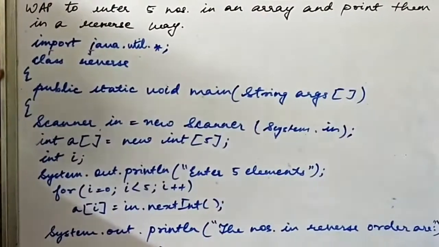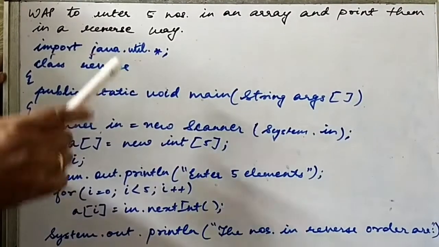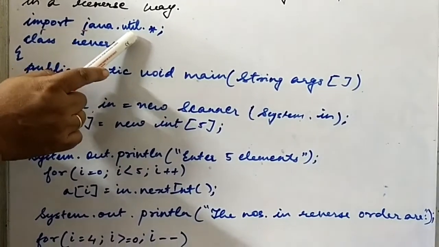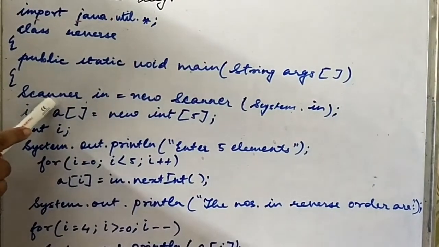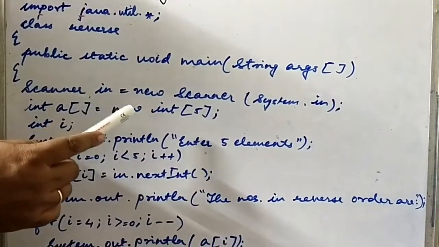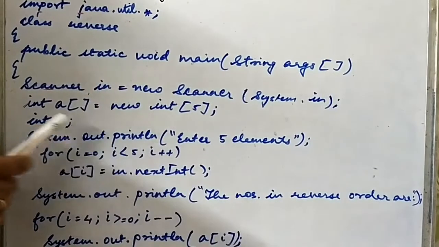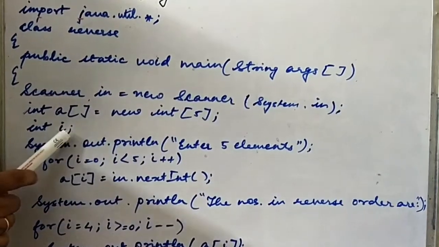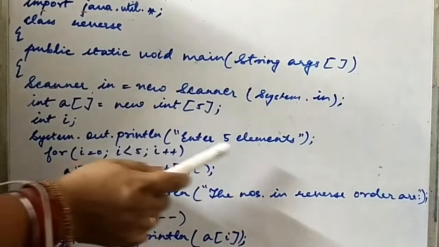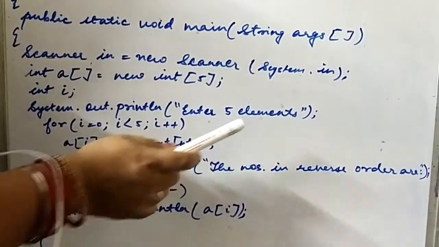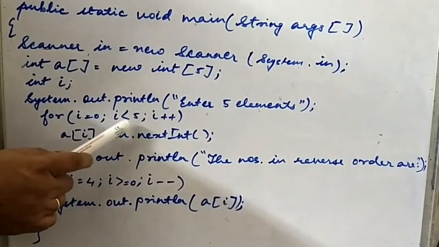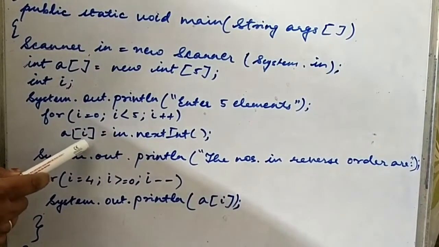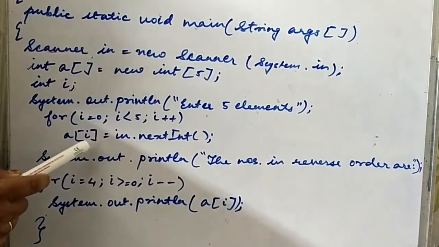So here what I have done, I have just included java.util because I have to use the Scanner class, and then I have created a Scanner class object. After that I have declared one array for 5 elements, then int i. After that System.out.println "enter 5 elements", and for i = 0, i < 5, i++. Here one by one I am going to enter the numbers.